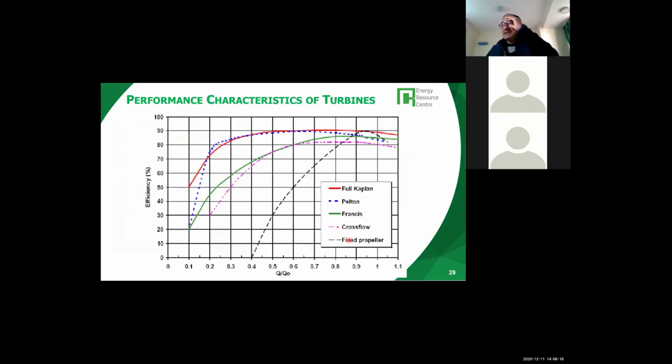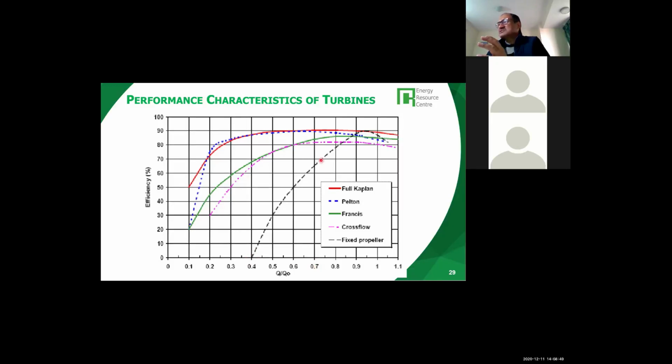Okay, so basically, the other factor you have to understand when you do the selection of the turbine is the range of discharge, the rated discharge. Basically the fixed propeller type, once the discharge reduces by 80% of the rated discharge, there is a drastic drop in the efficiency. So with 50% of the rated discharge, the efficiency drops to 0.